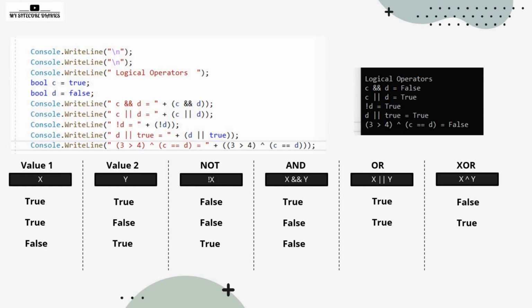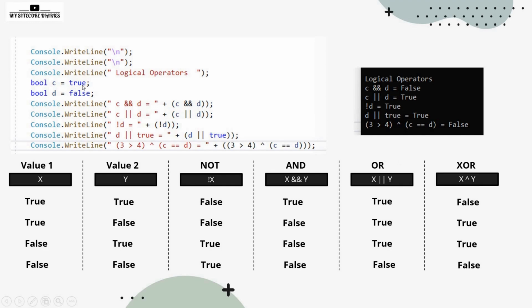One of them is false, value 1, value 2, one of them is false, so that's the reason the AND will become false, OR will become true, and the XOR will remain true. And if both are false, then the AND condition will become false, OR will also become false, and the XOR will also become false.